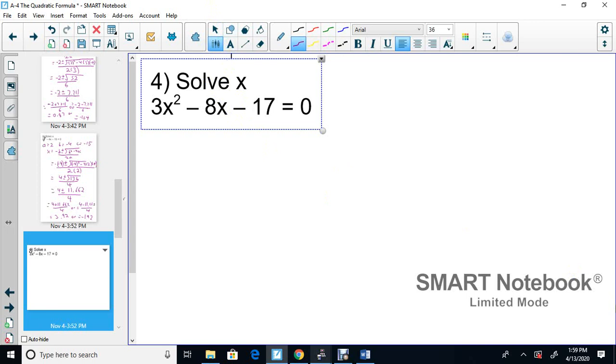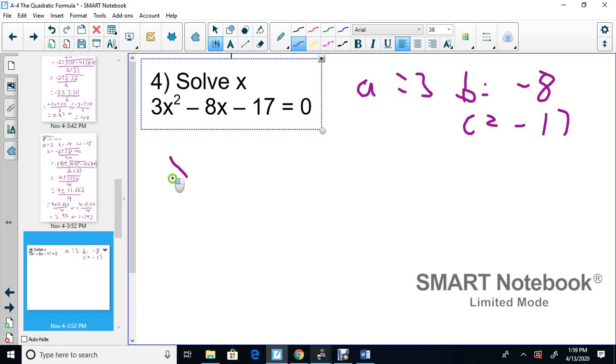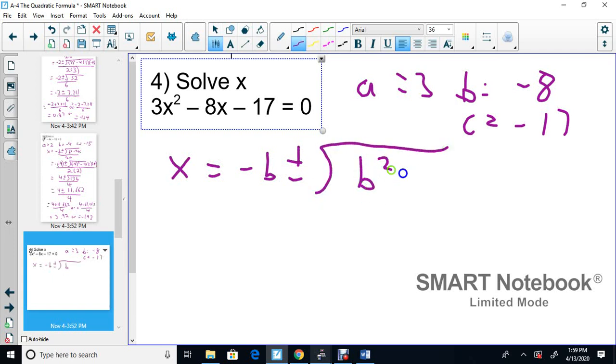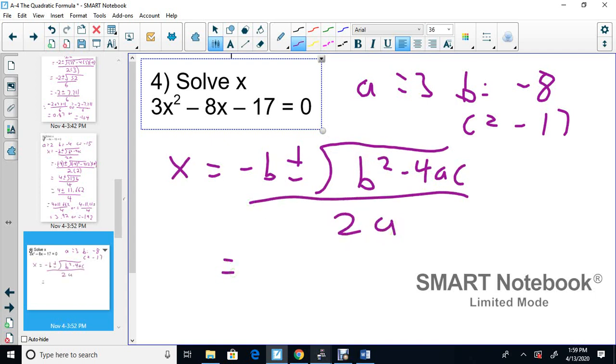Now, I'll do this one again. You don't have to write A equals B. Maybe I'll write it on the top in case people need it. A equals 3, B equals -8. Okay, and maybe beside it, C equals -17. You don't have to write that. Okay, I always write the equation. x equals -b plus minus the square root of b squared minus 4ac all over 2a. Okay, we'll keep going here.